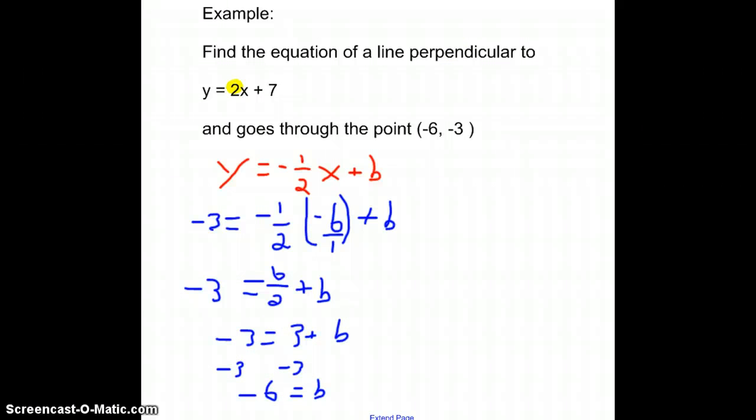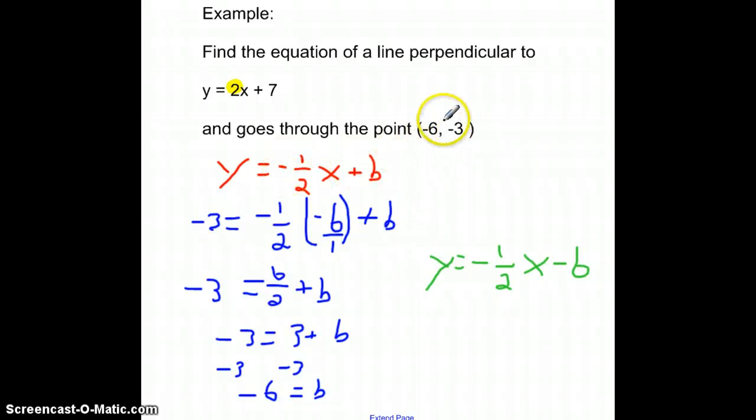So again, they want to come up with the actual equation. So Y equals negative 1/2 is my slope, X, and then we add in our y-intercept, which is negative 6. And that's how you do it. Again, just remember the relationship of the slopes. When they're parallel, they're the same slopes. When they're perpendicular, flip it and change the sign.